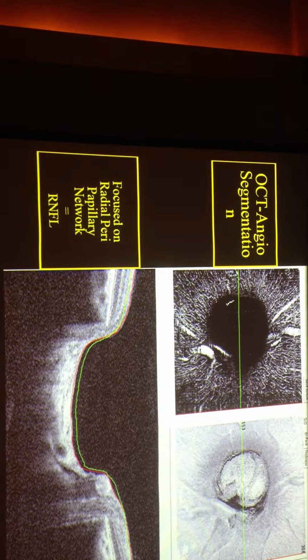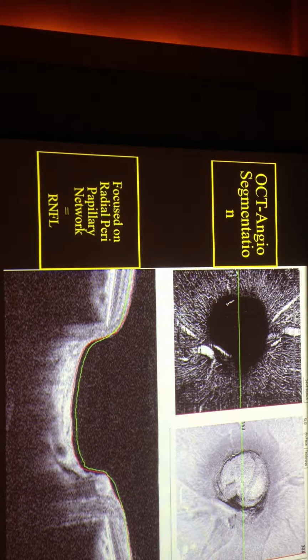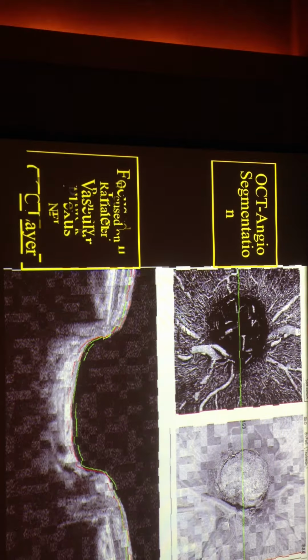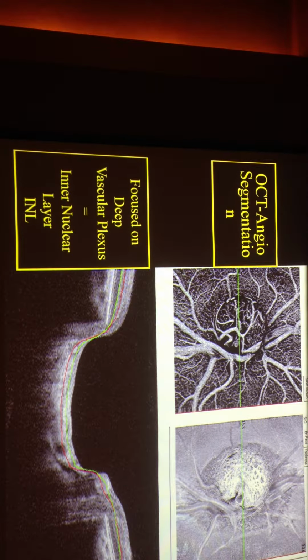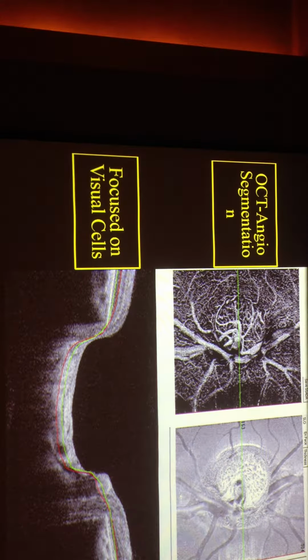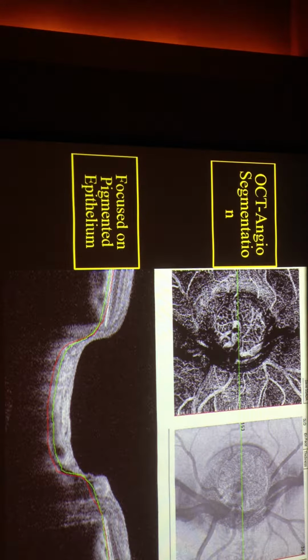And if we go deeper, you can see the focused positioning of the segmentation to observe this radial peripapillary network. If we go deeper, you have the segmentation on the inner vascular plexus, and if we go deeper, you can see the focus on the deep vascular plexus there. And we can go deeper, you see fewer and fewer vessels because we are just at the visual cell level. And if we go to the pigment epithelium, you can see other things, but very poor vascularization.